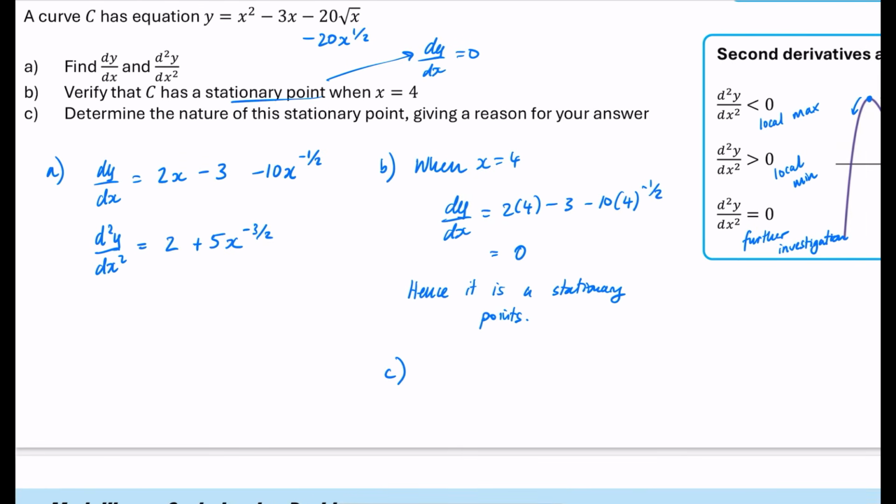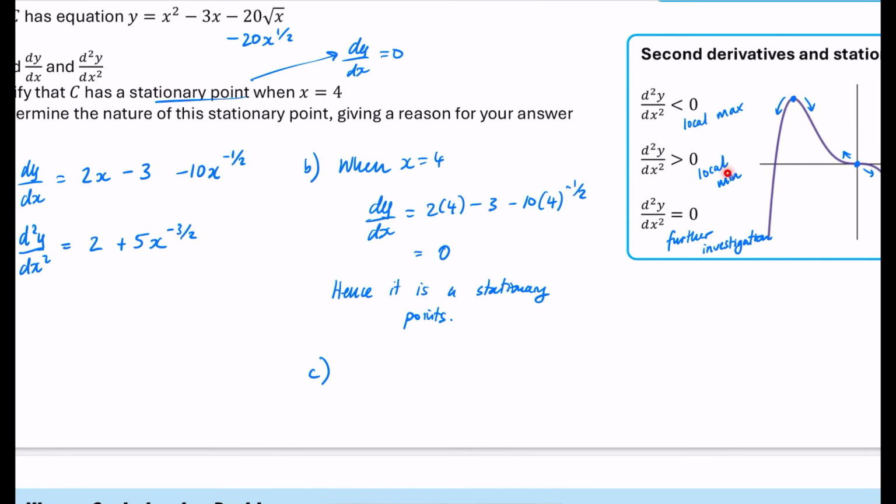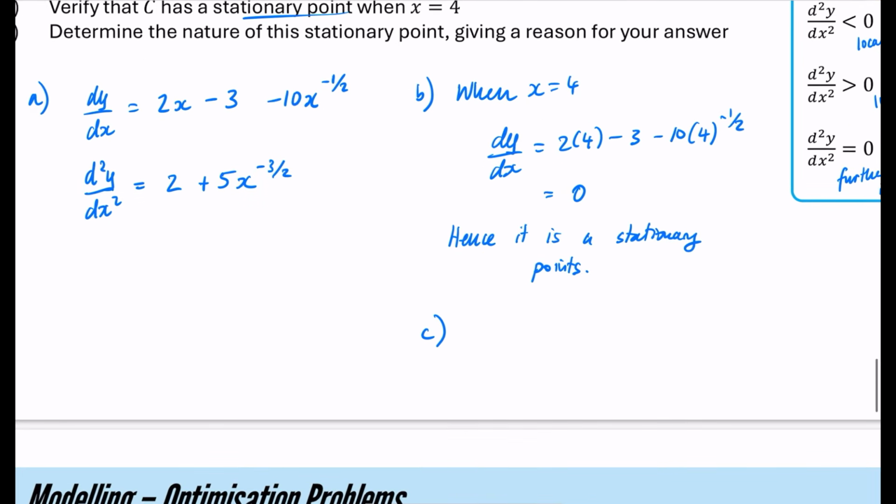And then for part C, it says determine the nature of this stationary point, giving a reason for your answer. So the nature of the stationary point is asking, is it a maximum, is it a minimum, or is some kind of further investigation required? So I think what we'll do is we now just substitute x equals 4 into this one.